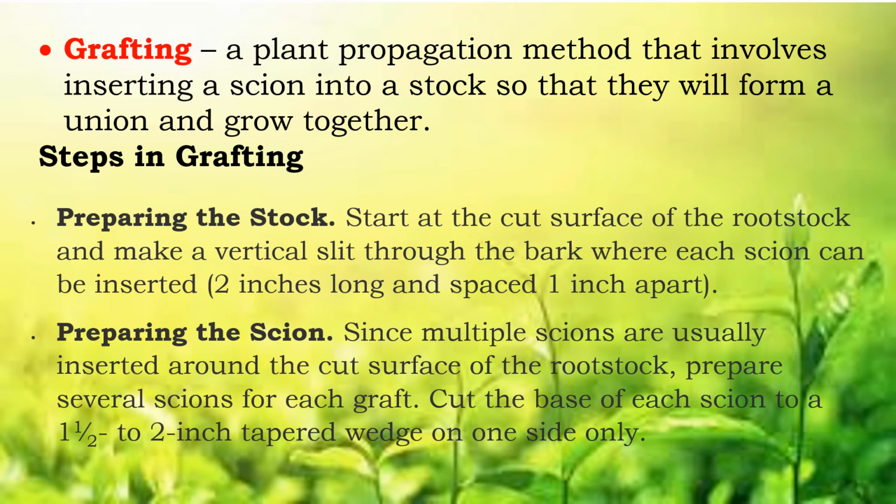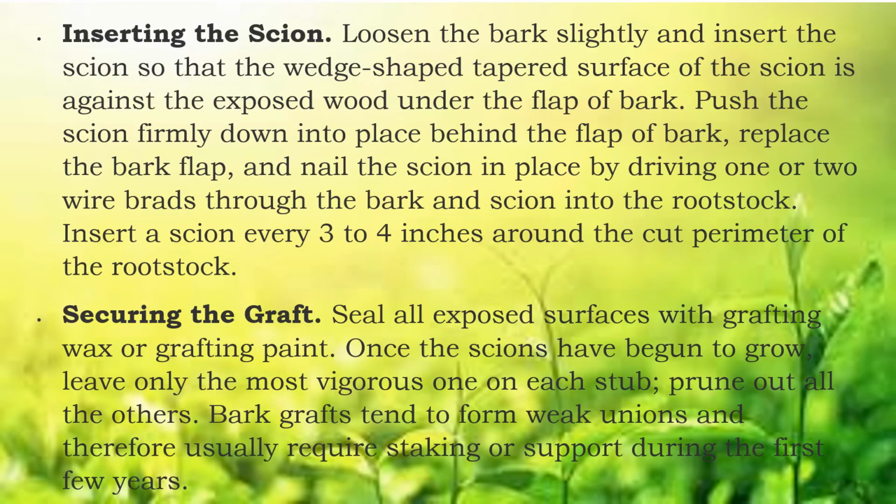Cut the base of each scion to a 1 1/2 to 2 inch tapered wedge on one side only. So, inserting the scion. Loosen the bark slightly and insert the scion so that the wedge-shaped cut surface of the scion is against the exposed wood under the flap of bark. Push the scion firmly down into place behind the flap of bark. So, basta i-insert daw natin yung scion.